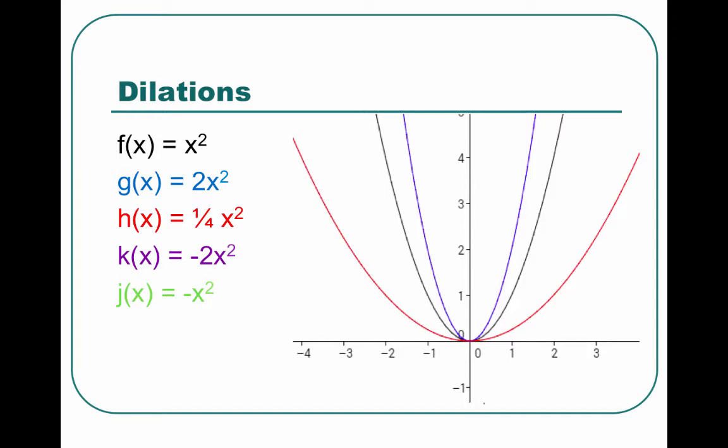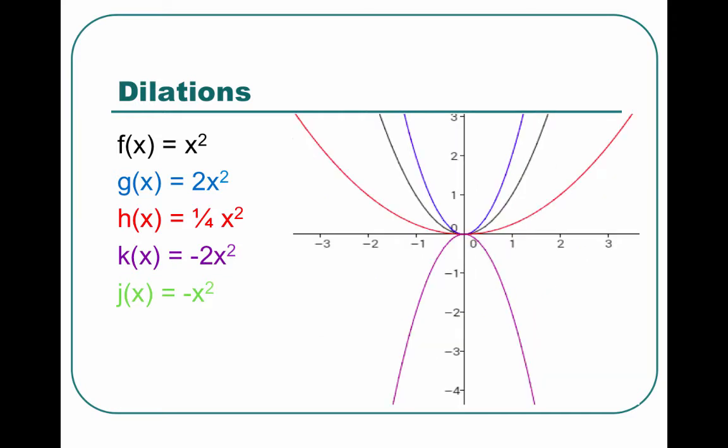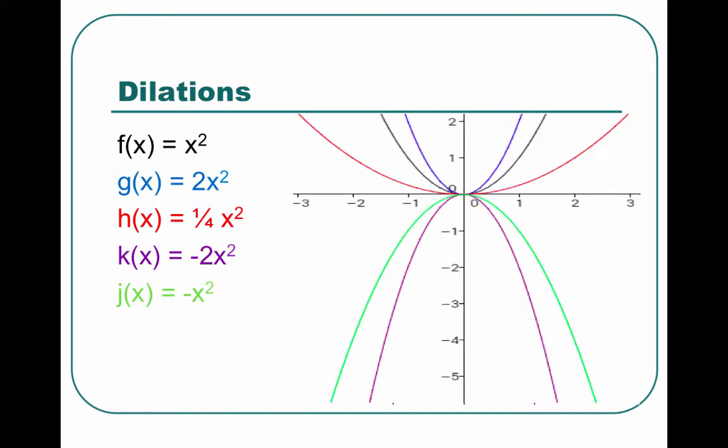That's the red one. And then we have negative 2x squared. What do you think the negative is going to do? It's going to flip it over. It makes all of our values negative. So this is going to be basically the reflection. The g of x, the blue one, and the k of x, the purple one, are reflections of one another. And then the other one, negative x squared, flips it over.